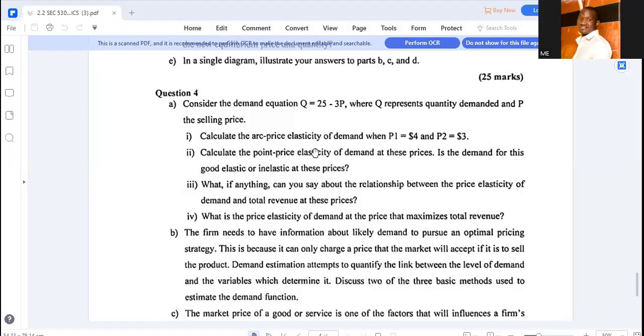Then we go to the arc price, then calculate the point elasticity at these prices, and is demand elastic or inelastic at these prices. So the point elasticity is simply the elasticity at specific points. Like we had indicated in the preamble, point is simply at a particular specific point. So we have the equation that has been given initially. So our equation was what?